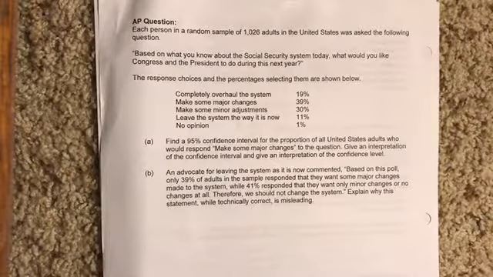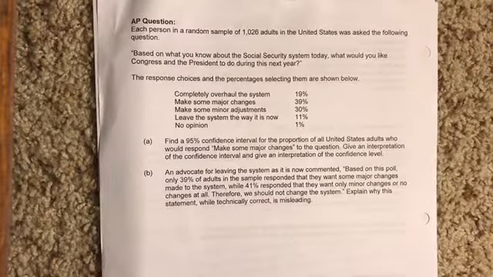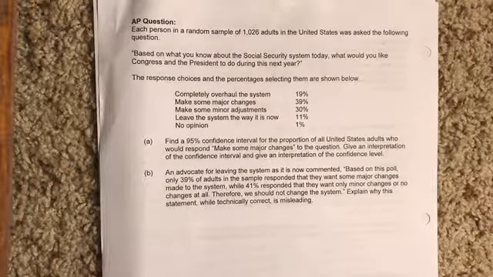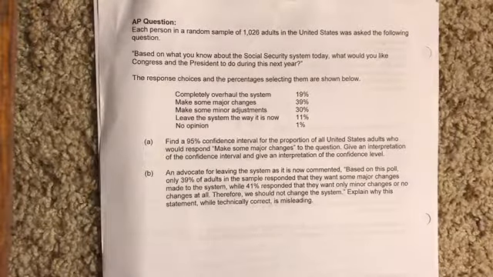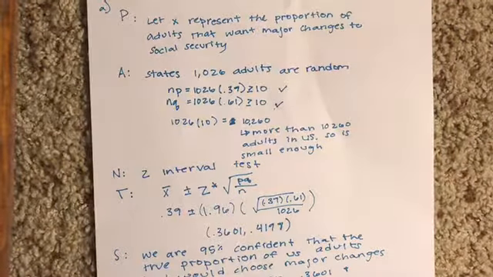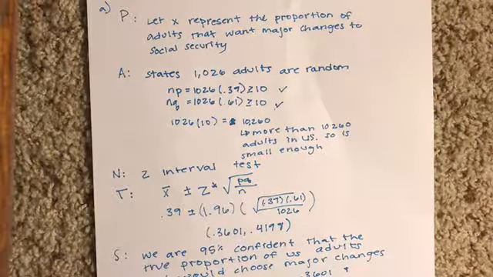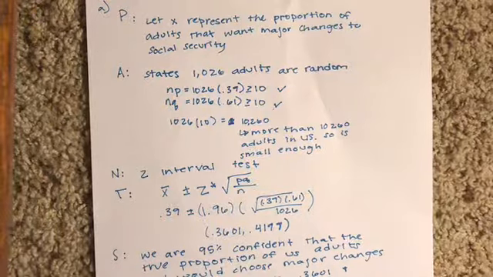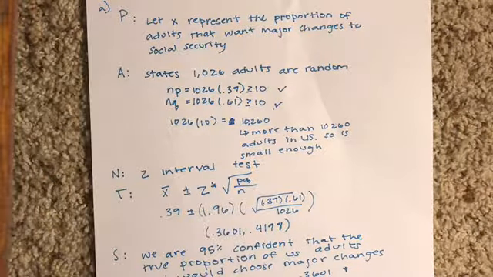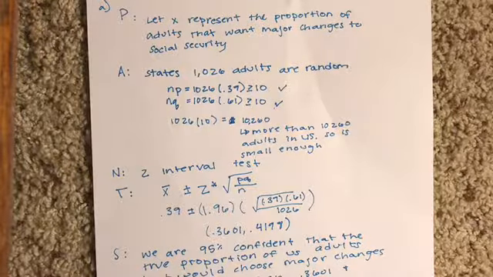So for Part A, it says find a 95% confidence interval for the proportion of all United States adults who would respond, make some major changes, give an interpretation of the confidence interval, and give an interpretation of the confidence level. So basically for Part A, we know that we need to perform the PANIC procedure. So for P, the parameter of interest, we state that p will represent the proportion of adults that will make major changes to Social Security.